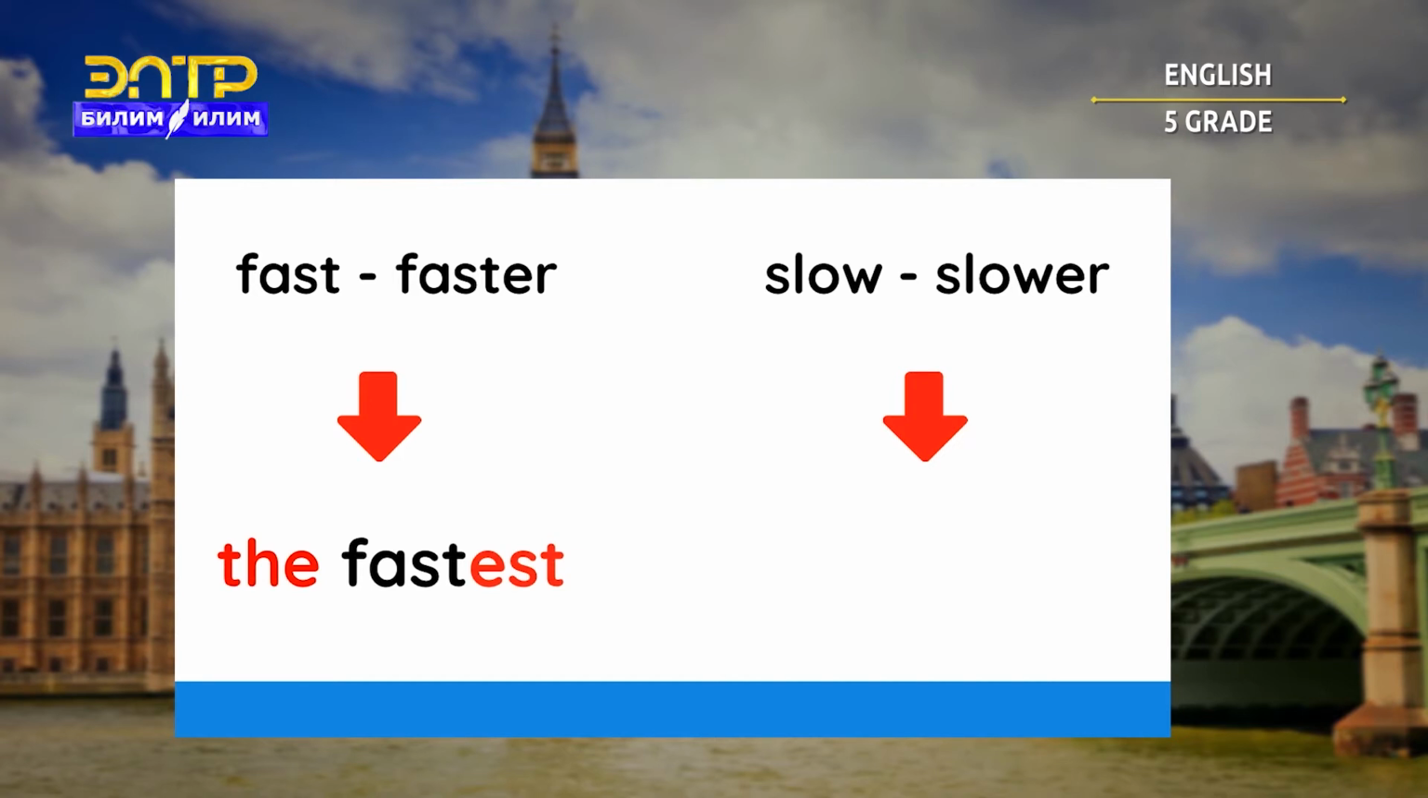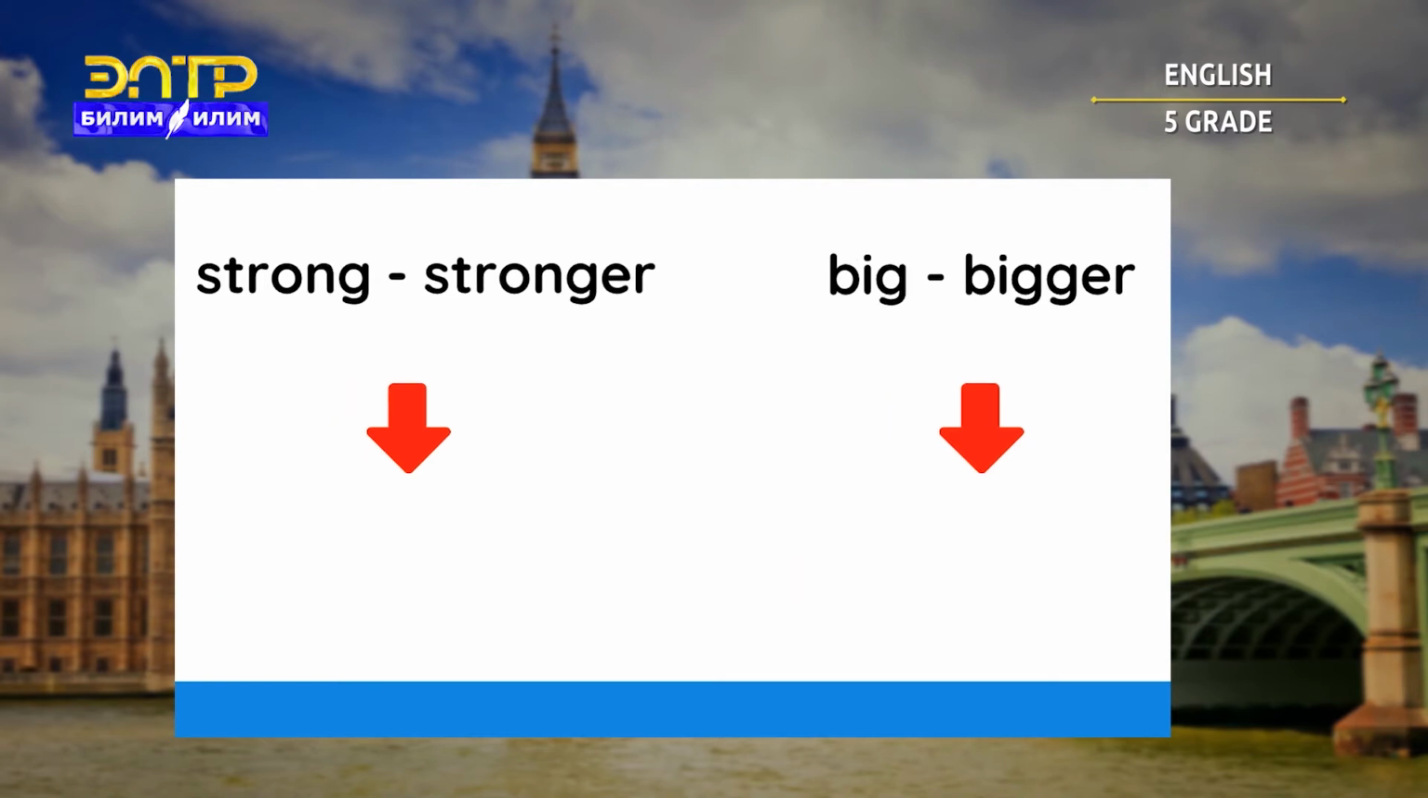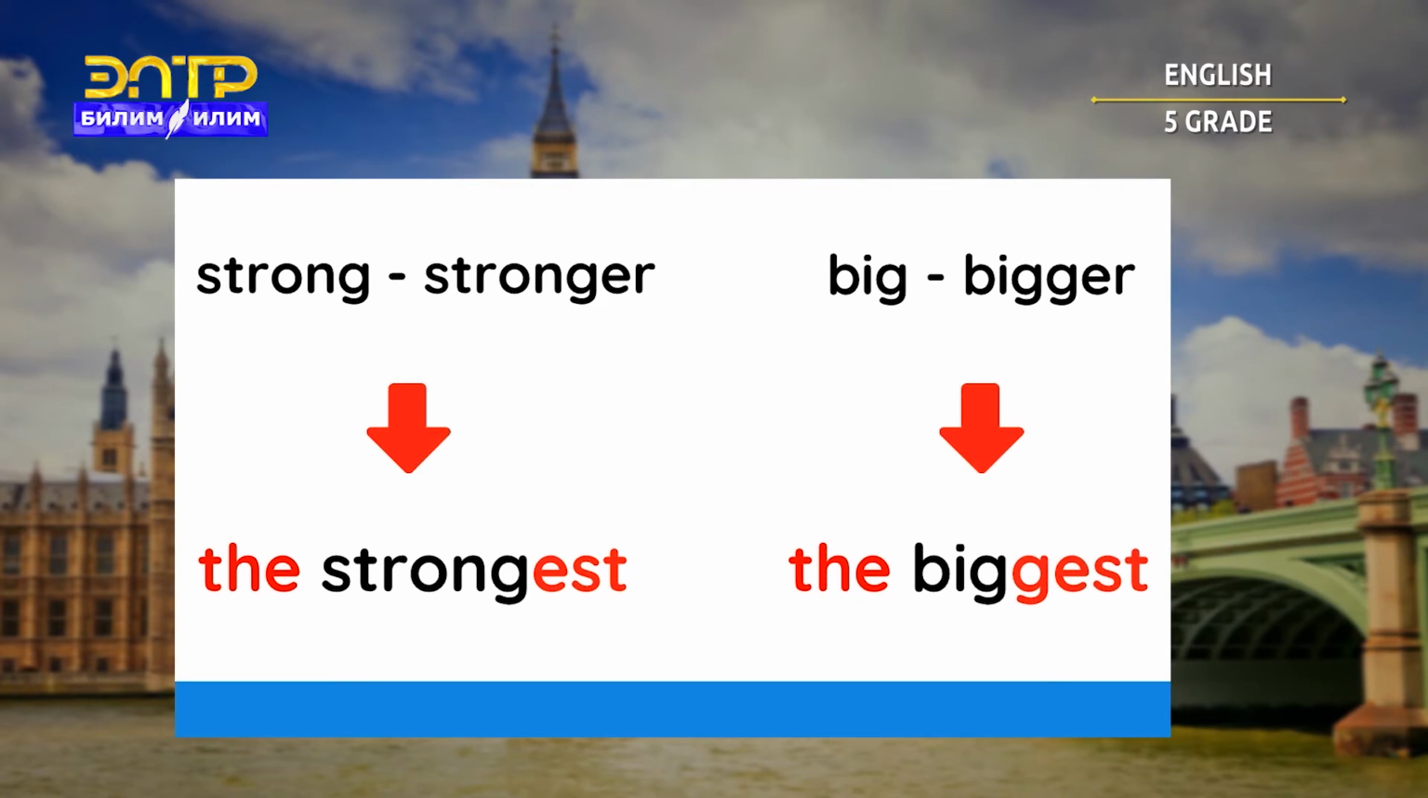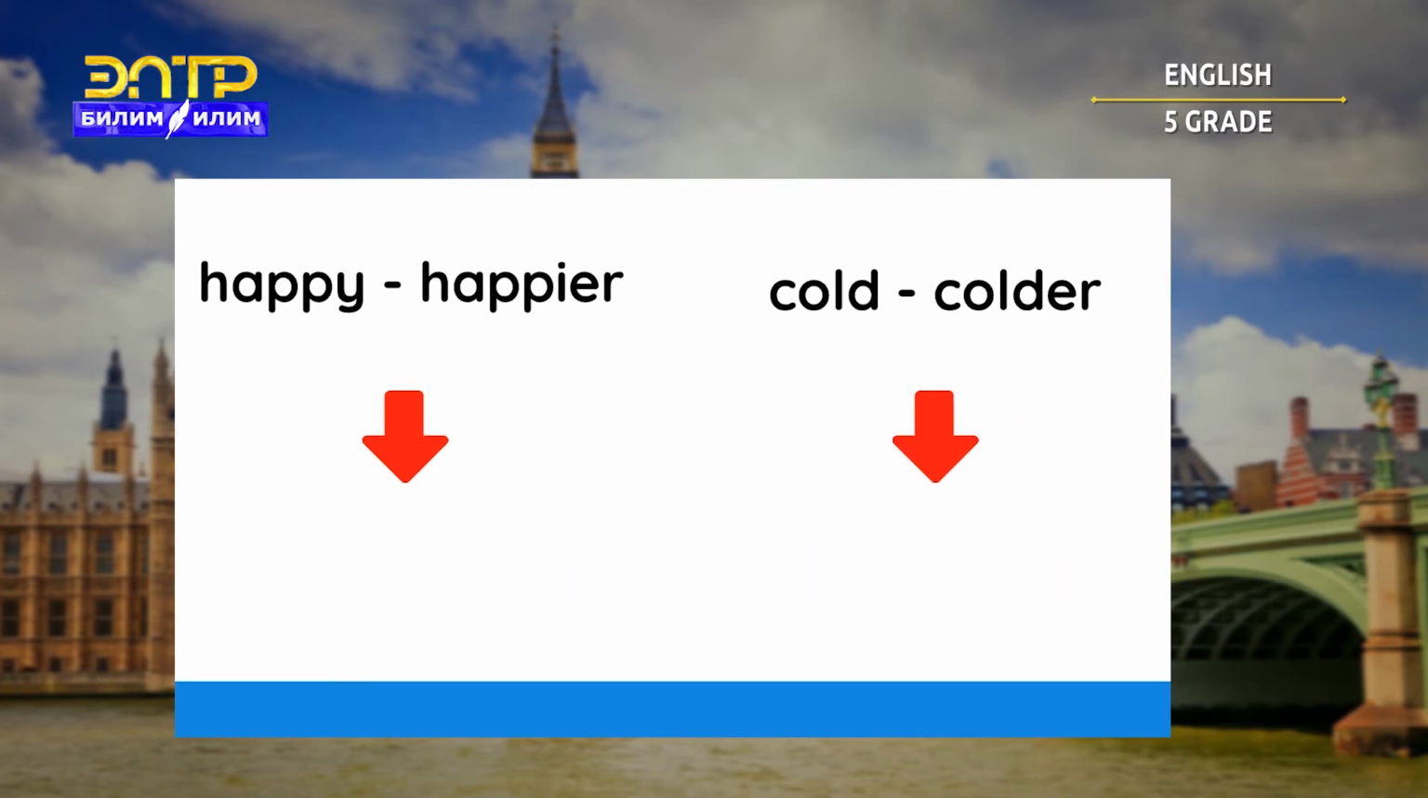Try to think about slow. What can be the superlative form of slow? Yeah, you're right. It's the slowest. What about the second one? Strong, stronger, and the superlative form of this adjective is? It's the strongest. Big, bigger, the biggest. Happy, happier, and the superlative form of the adjective happy is the happiest.